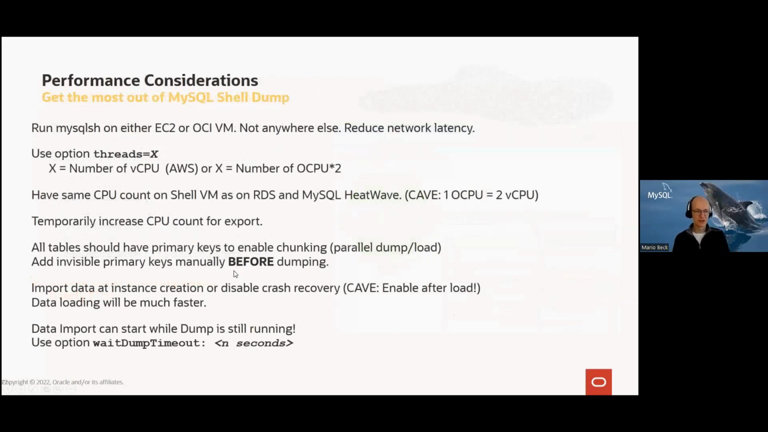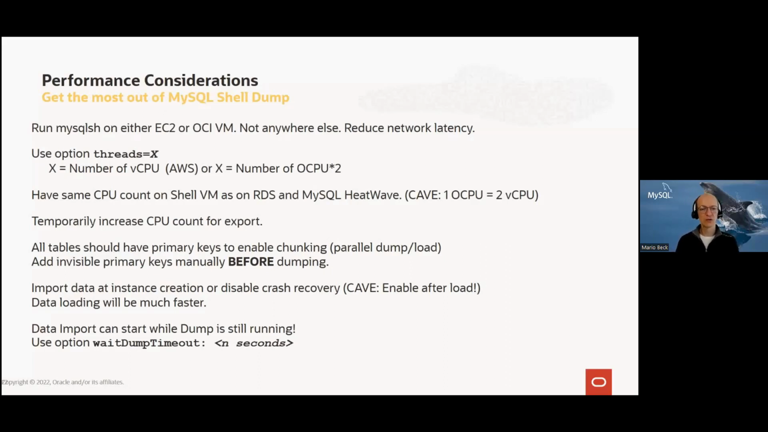Some performance considerations. It's important to run MySQL Shell either on EC2 or on an OCI VM, not anywhere else, to reduce the number of network hops. Set the number of threads. I just picked two. Use the number of vCPUs that your instance has on Amazon Web Services. That's the number of threads you can run on your database system. So Shell will connect with that many threads to dump the data. If you're talking about the number of OCPUs, multiply that by 2, because an OCPU is a core, which has 2 threads.